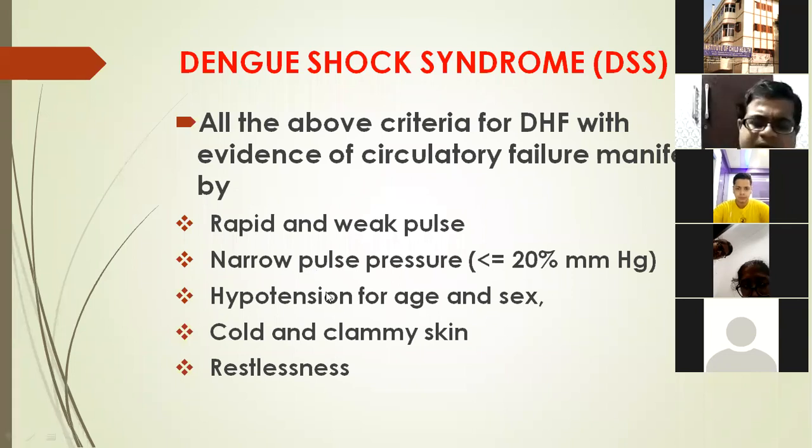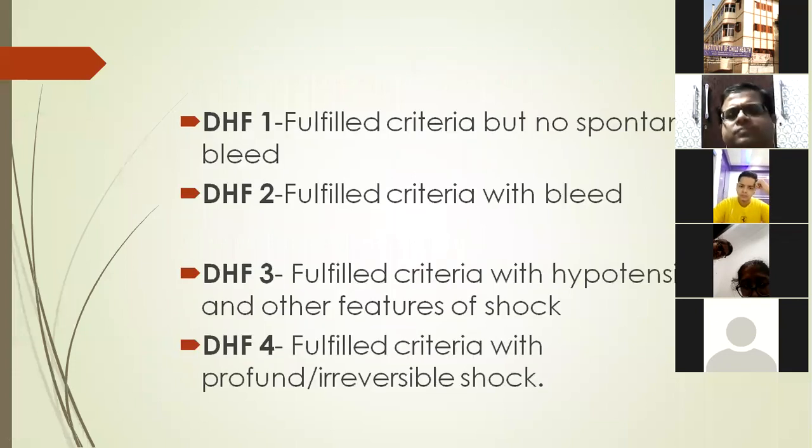You may get a patient who is fulfilling the features of dengue hemorrhagic fever, but not that much weak pulse. Pulse pressure is just around 20 or 21. Blood pressure is just maintaining. Limbs are mild, not that much cold, but the patient is very much restless, or there is some irritability. So take it as a caution or red flag sign. Possibly you are dealing with a case of dengue shock syndrome.